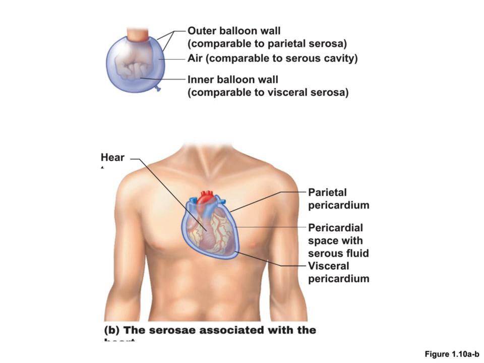And what is the role? What's the purpose of these structures, besides just kind of holding stuff in place? Well, that lubricating fluid allows structures like the heart to expand and contract and move, but to do so without rubbing against other structures, to do so without producing heat, which can lead to inflammation. So these are going to be friction-reducing structures.